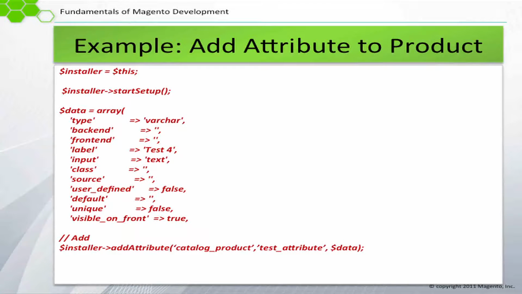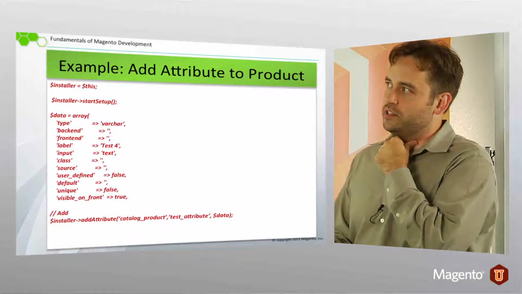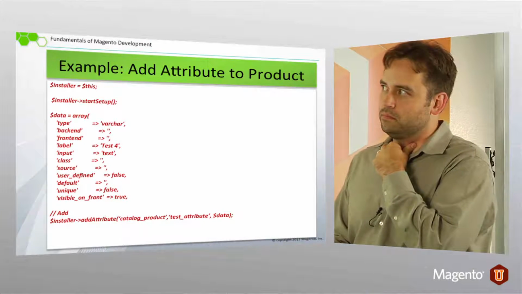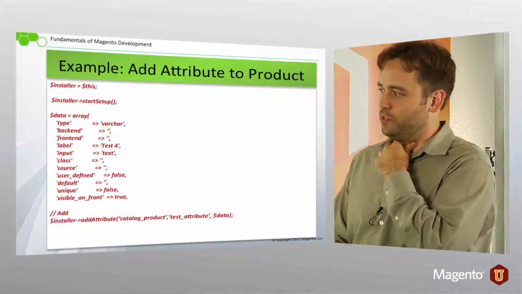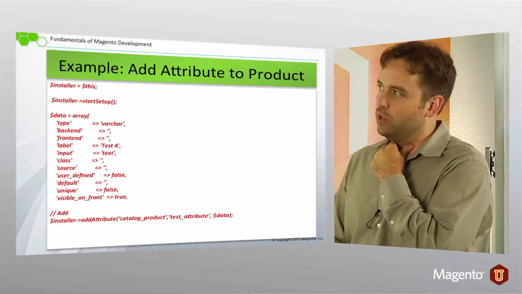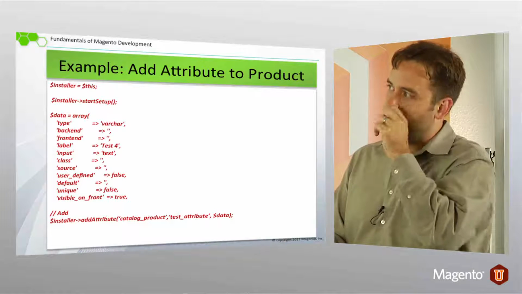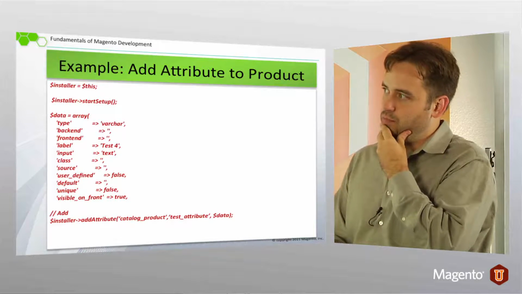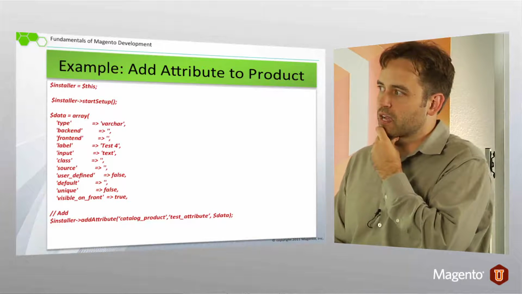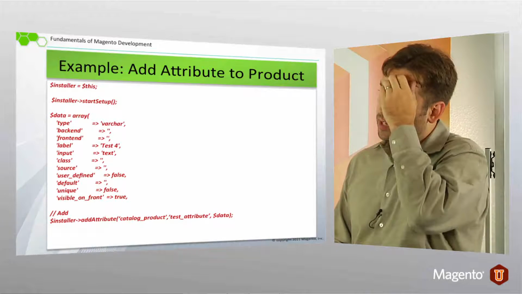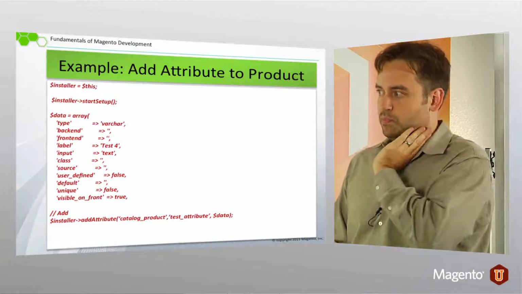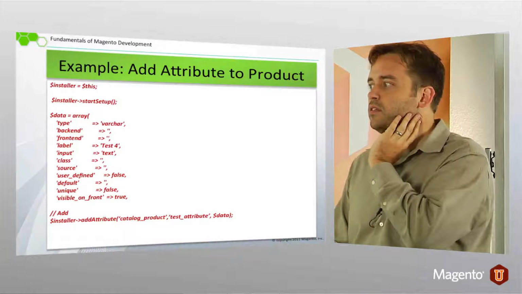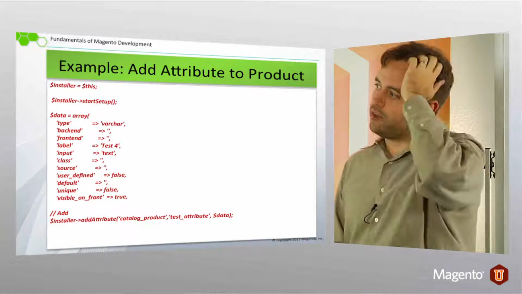So add attribute to product. So here we go. This would be an upgrade script or an install script. Installer equals this, so we alias again. Installer start setup, and then, to keep this nice and readable, we're building out our array, so type, varchar. We're leaving these out, specifying a label, an input type, and we're not using any kind of custom source models or anything. We are specifying visible on front, unique, user defined.